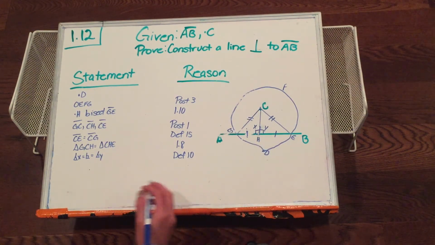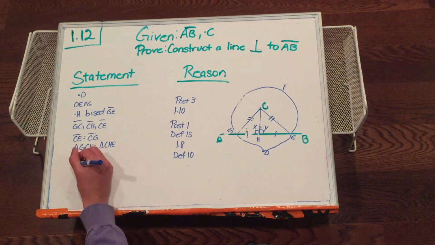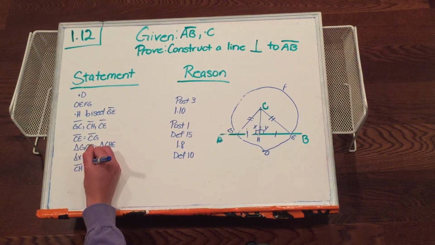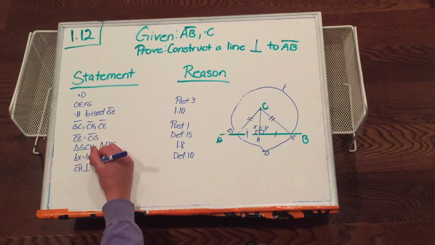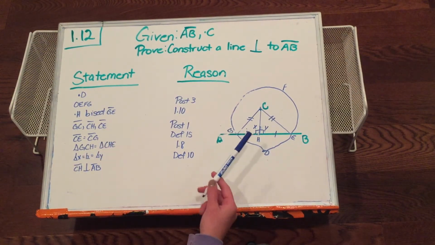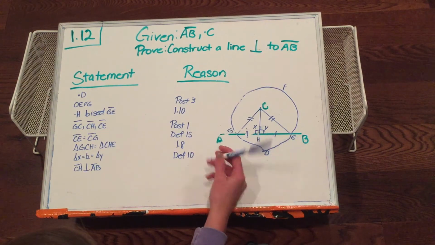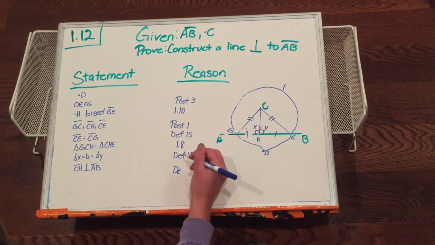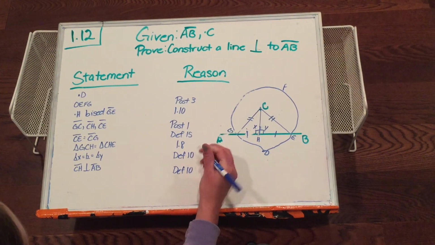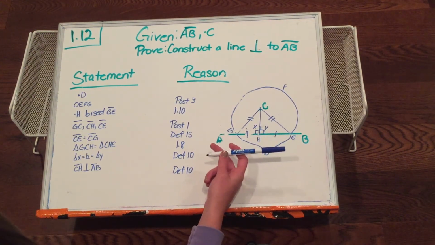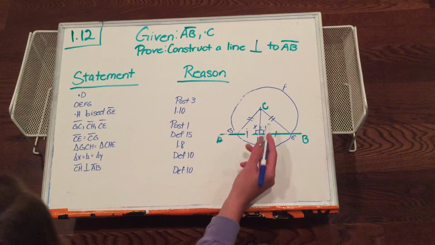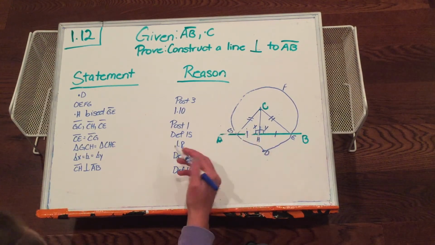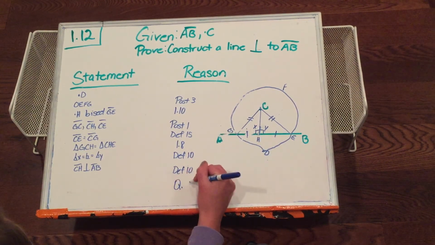And so by doing that, we can prove that line CH is going to be perpendicular to line AB, because the definition of a perpendicular line, which Euclid gives us in Definition 10, is to have a straight line falling on top of another straight line, which makes those two angles equal to right angles. And so that is how Euclid solves Proposition 12.